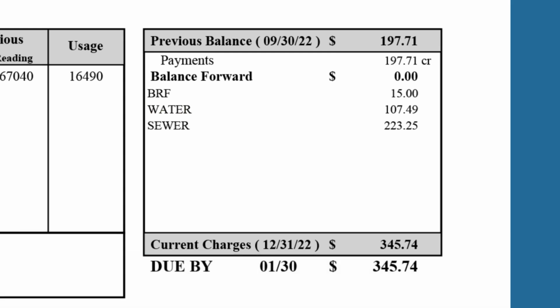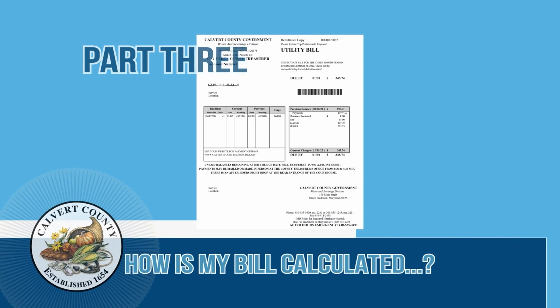Water is the total amount owed for water usage during each billing cycle. Sewer is the total amount owed for sewerage use during each billing cycle. Current charges is the total amount owed for each billing cycle, along with the date which your bill is due by. Making payments on or before the due date will help you prevent any unnecessary late fees. Part 3. How is my bill calculated?